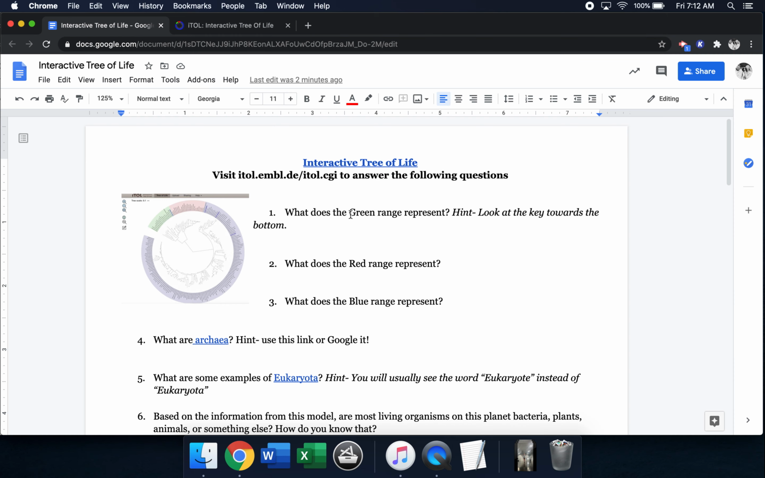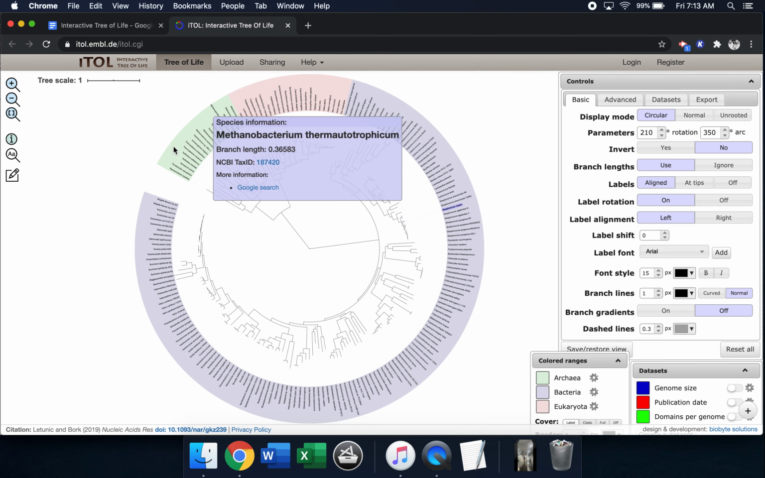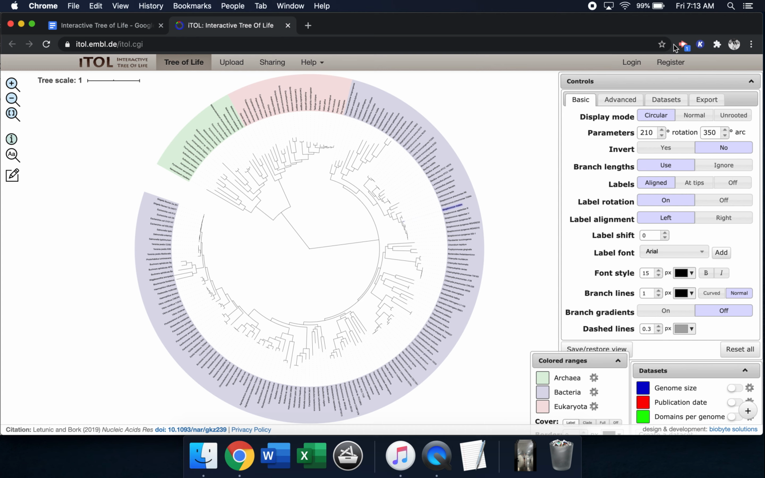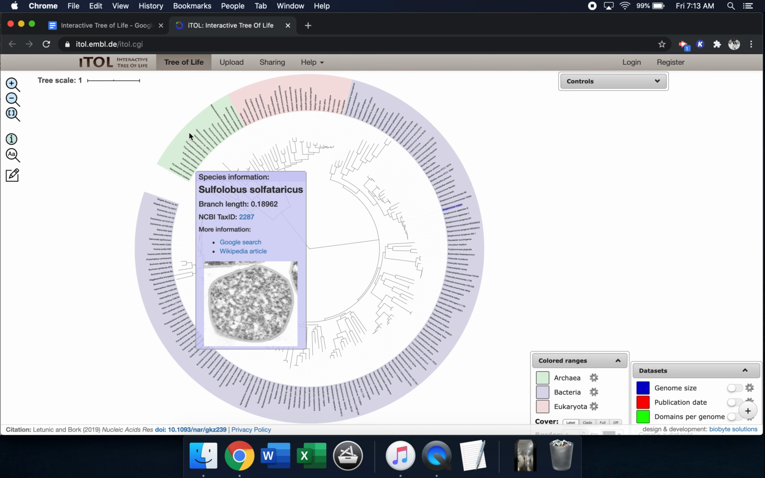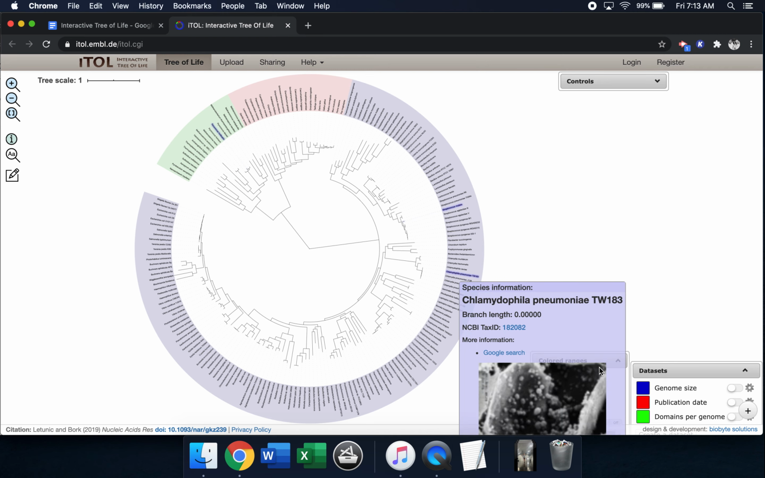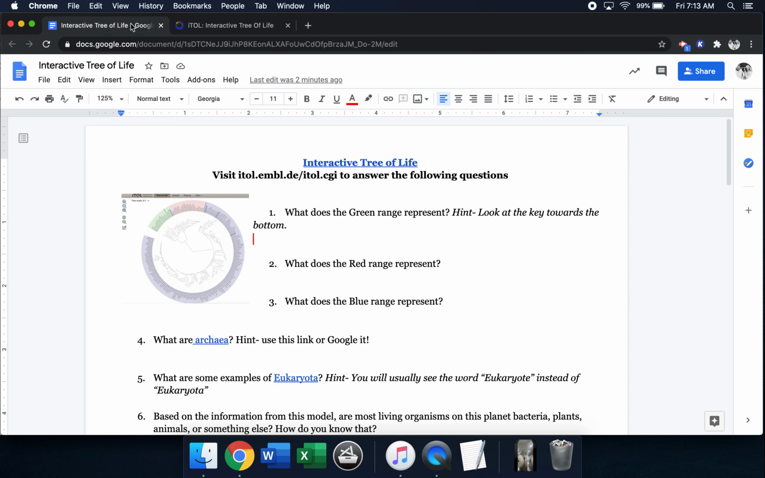What does the green range represent? So I'm going to go over to this model and find the green section. I'm going to go ahead and also just minimize these controls so they're not in my way. So I look at the green section, and then I find my key, which is right here. And I notice that the green is this word archaea. I don't know what that means, but it didn't ask me what it means, so I'm just going to answer and move on.